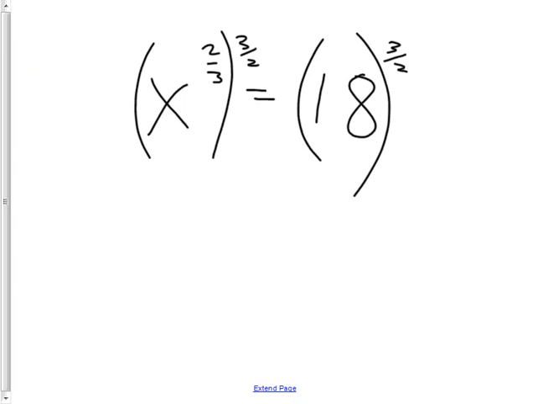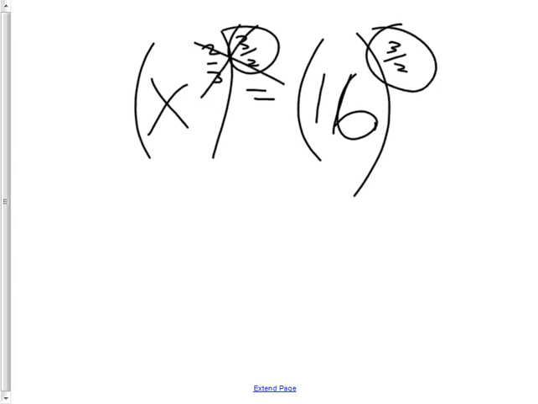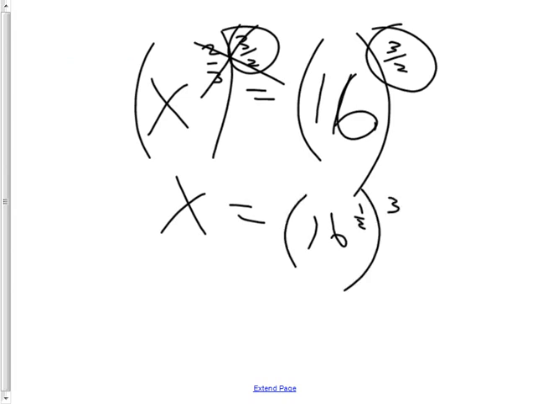Now we have to do this, except I should have picked something like 16. That way I can do the square root of it. So let's say I had this problem, and I put both sides to the 3/2. Cancel, cancel, x is alone, yay. 16 to the 1/2 to the 3rd. Because remember, that's the root part. We just broke up 3/2 into the 1/2 part and the 3 part.